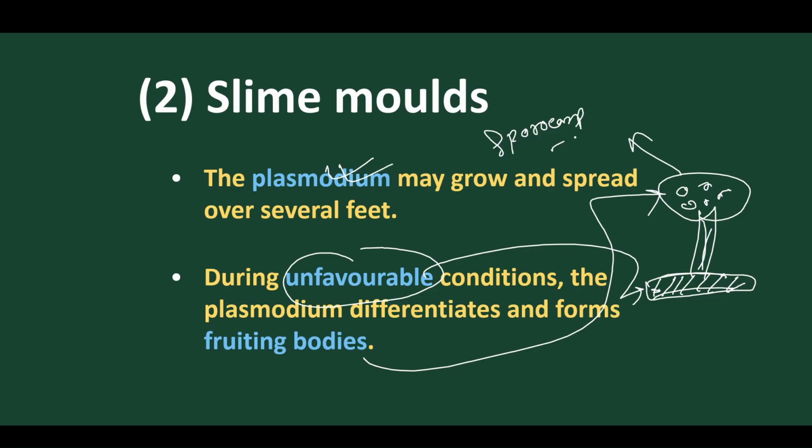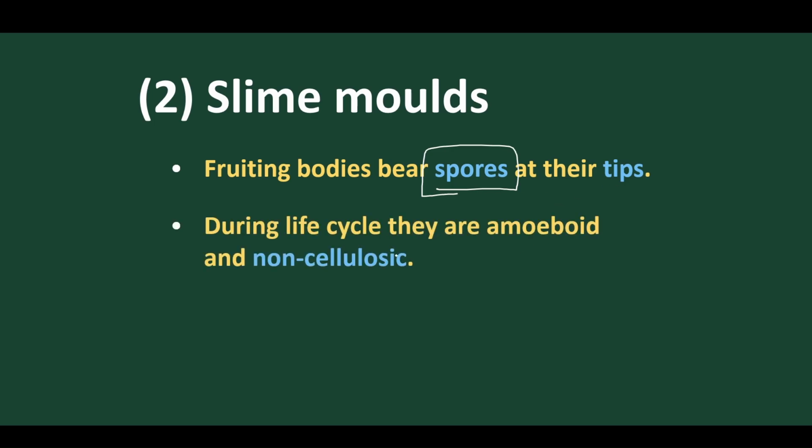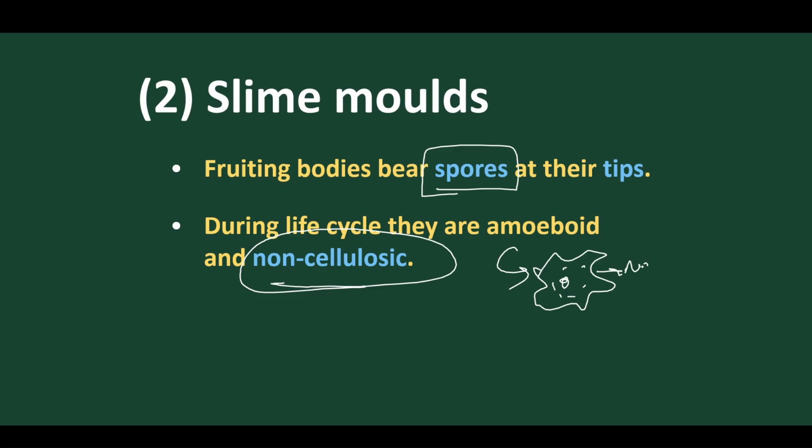This is called a sporocarp. The fruiting bodies bear spores at the tips, and during the life cycle they also bear non-cellulosic amoeboid-like cells, which are irregular. These amoeboid-like cells present in its life cycle don't have a cell wall. As we have discussed, they are non-cellulosic, so they have no cell wall.